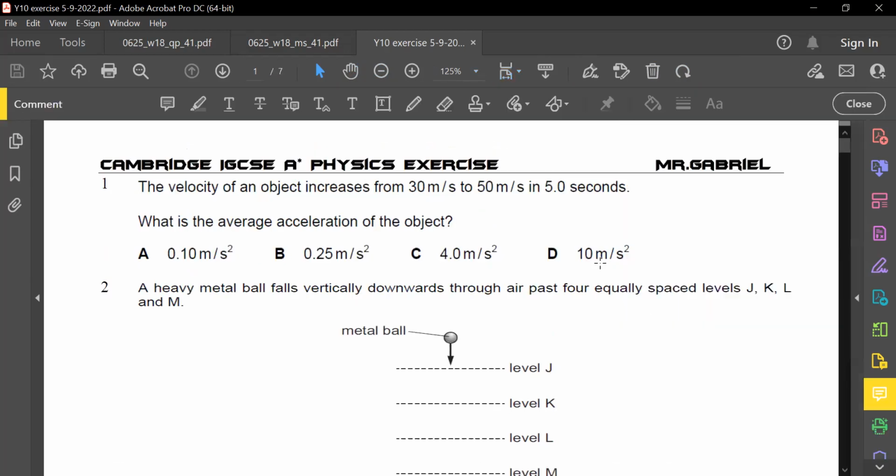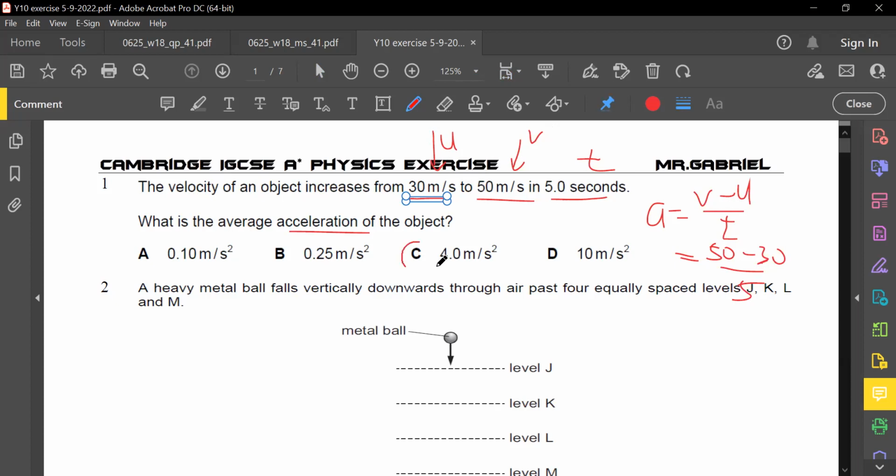Okay, anyways, moving on. Right, so what's the first question here? They say that the velocity of an object increases from 30 meters per second to 50 meters per second. So what's this piece of information here? Your initial velocity, and this is obviously going to be your final velocity, right? And this is the time taken, they ask about average acceleration, right? So you write the formula a equals v minus u over t, and you substitute 50 minus 30 divided by 5, which is ultimately going to lead you to C here. So the first question is C.